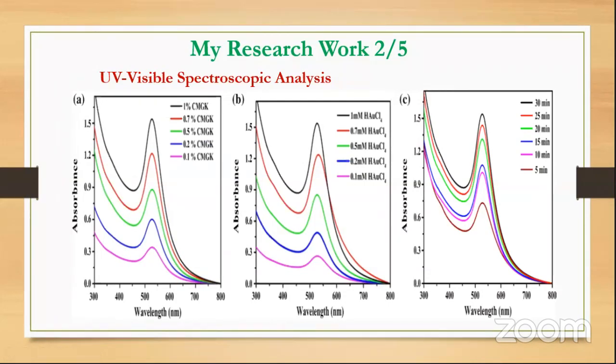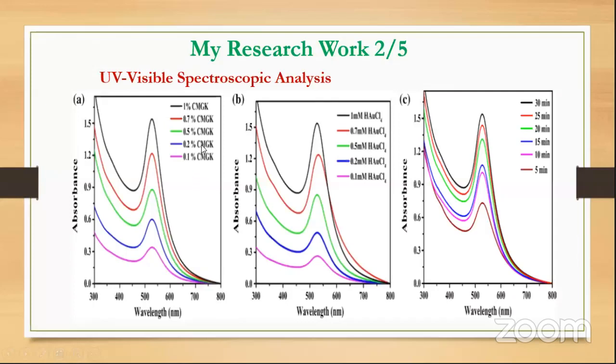This is called optimization studies. See here what happened at 0.1 percent. I obtained the peak at 520 nanometers. It indicates the formation of the gold nanoparticles. At 520 nanometers the absorbance is very low here, only 0.3. The intensity is very low.